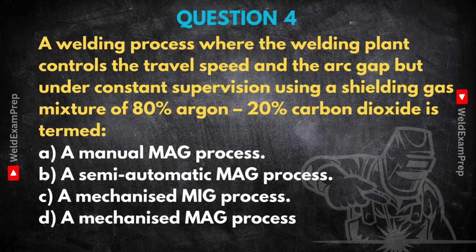All right, what are the giveaways here? The clues pointing us to the right classification. This is a great one for careful reading. Like detective work, the correct answer is D, a mechanized MAG process. Let's break down those clues, because each bit tells us something important.